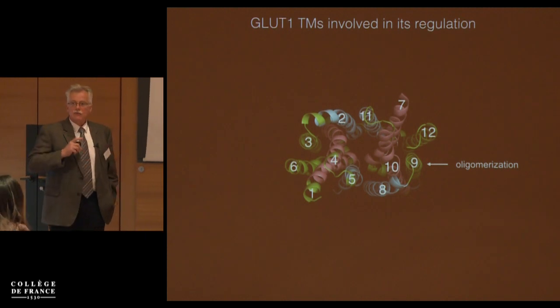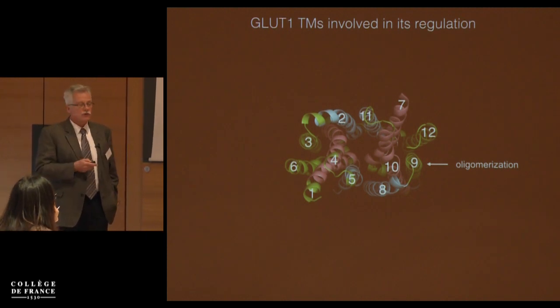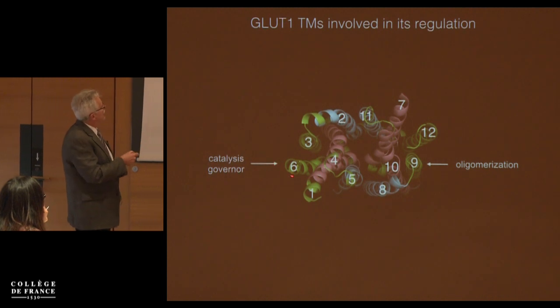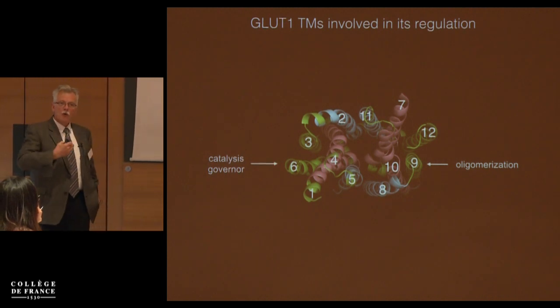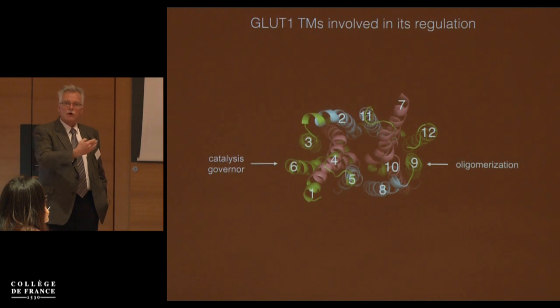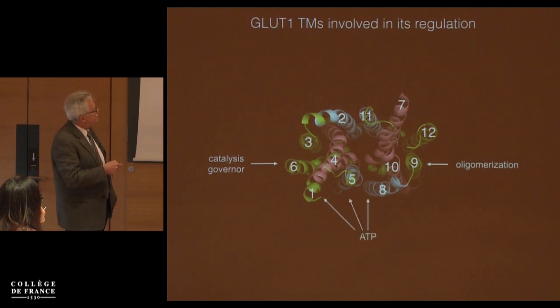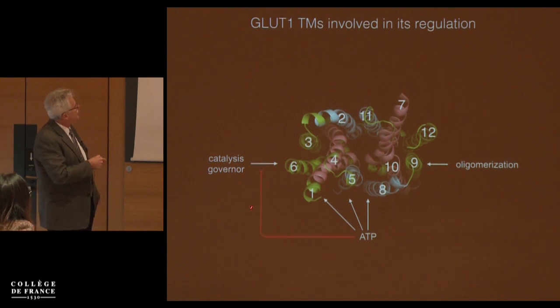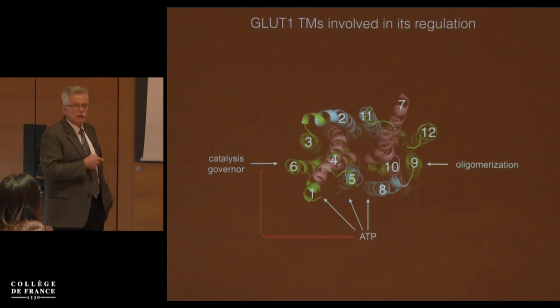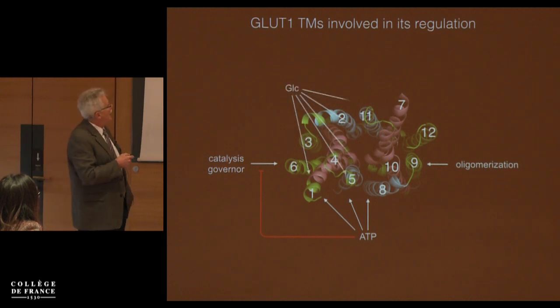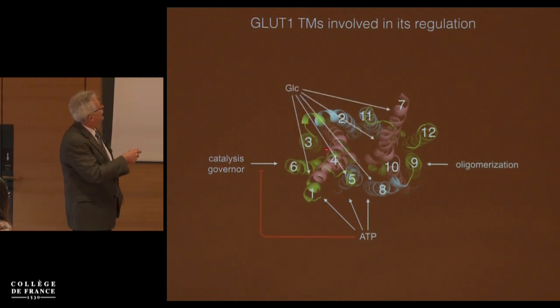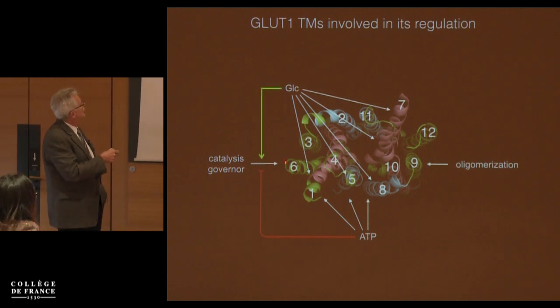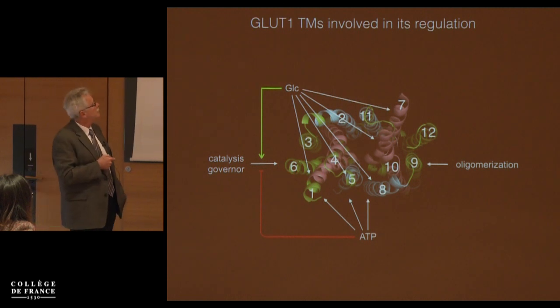Transmembrane domain 9 is vitally important in the oligomerization of the transporter. Transmembrane domain 6 controls the activity of the protein in a very special way. And this in part is influenced by ATP binding to the protein, which seems to emphasize the impact of transmembrane domain 6. And it's reversed by glucose binding to a number of transmembrane domains, which seems to release the transporter from control by transmembrane domain 6.